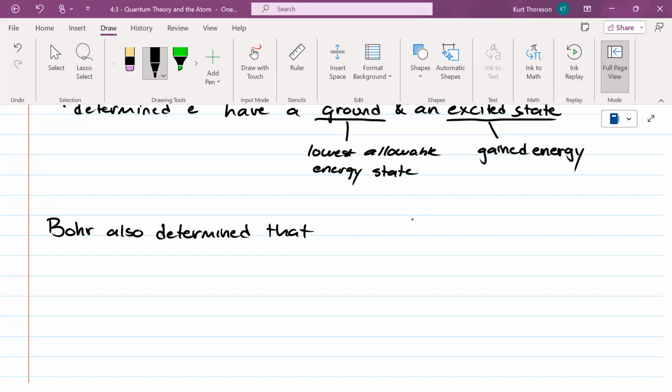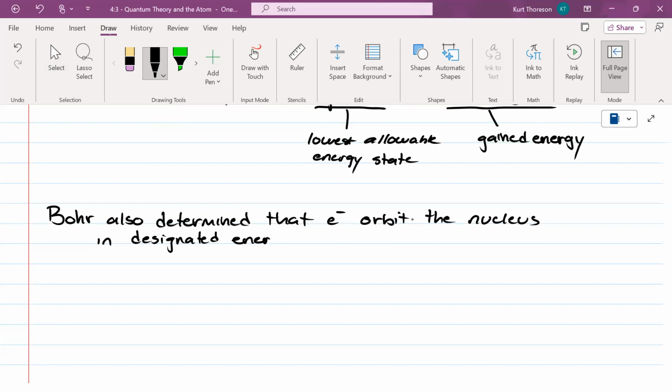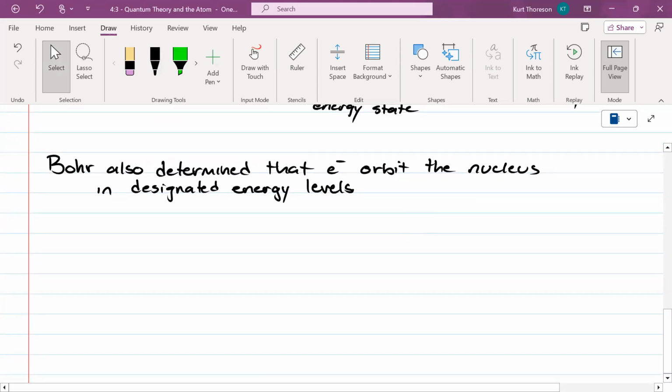Bohr also determined that electrons orbit the nucleus in designated energy levels. So you guys have different electrons at different energies. So I'm going to draw this for you, but here's the problem, and this is where I'm going to start to wrap things up for today.